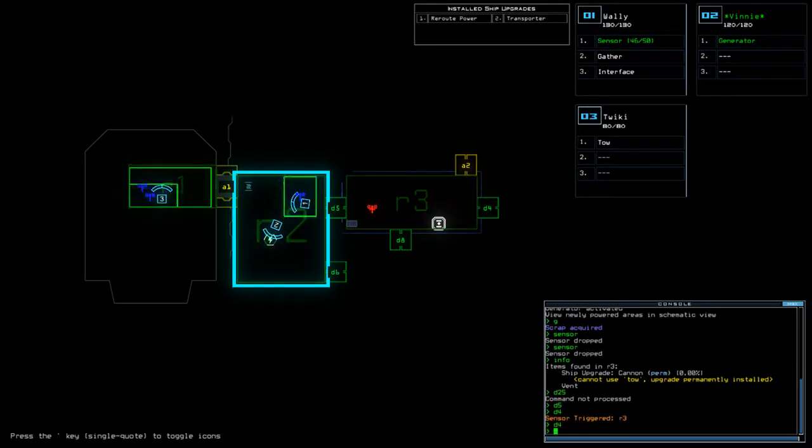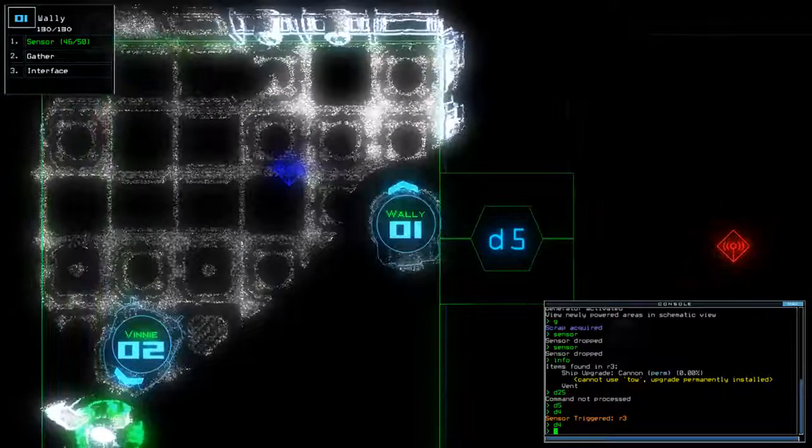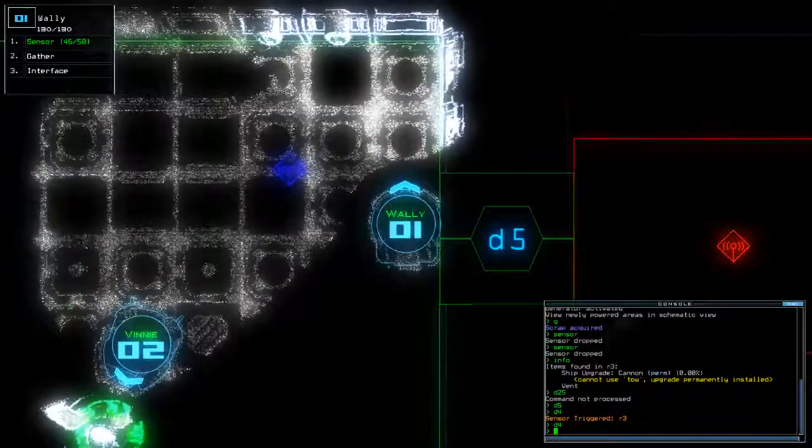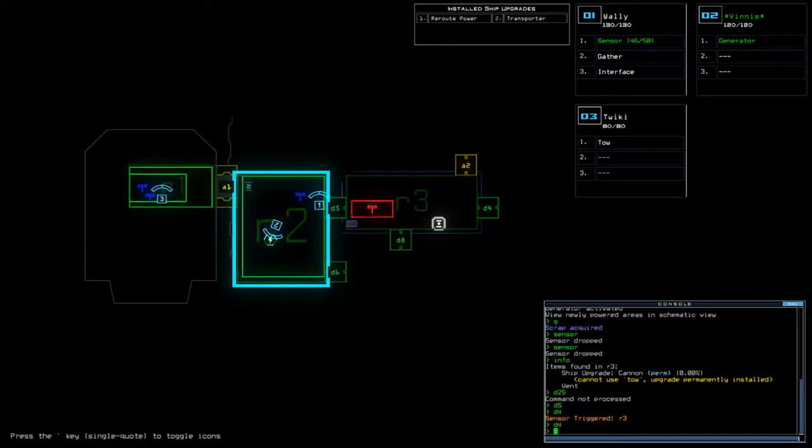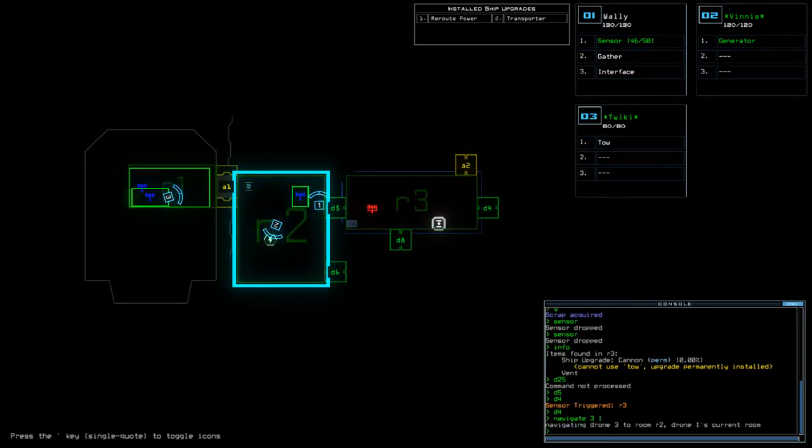Okay. Not sure what it is. This must be a leaper, actually. Tell a lie. So actually we'll just do vent because it's not attacking the center. So vent R3 A2.